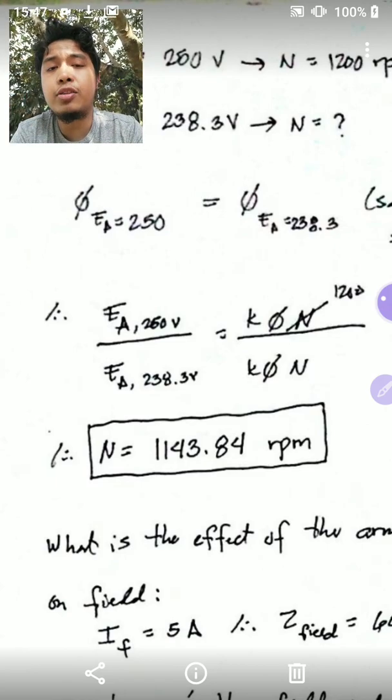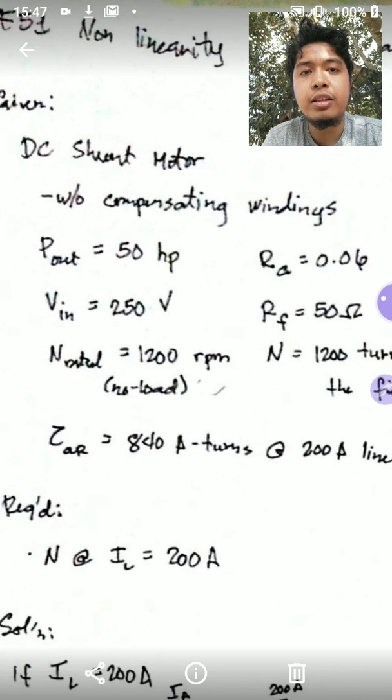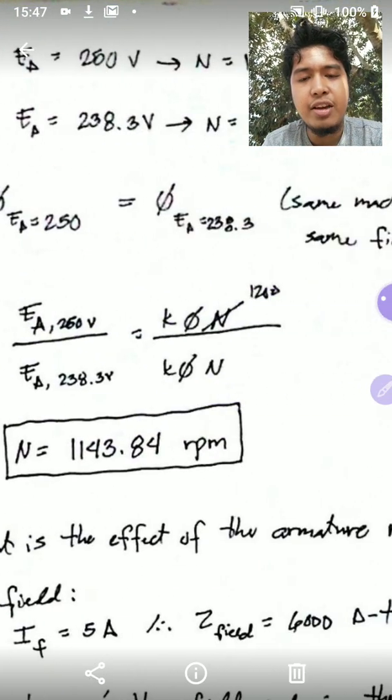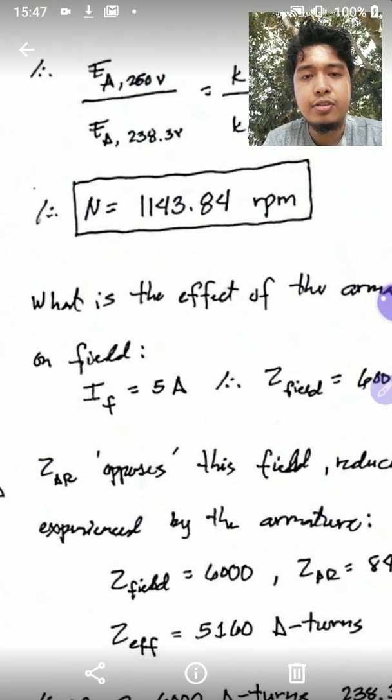It's a linear relationship. Now take note that this topic is intended to show the nonlinearity of DC machines. So yeah, well, I haven't shown that yet. So this is how you use that equation. It's basically linear.